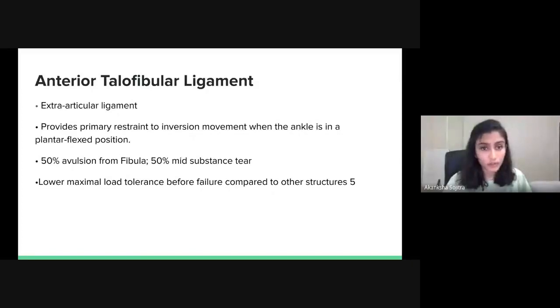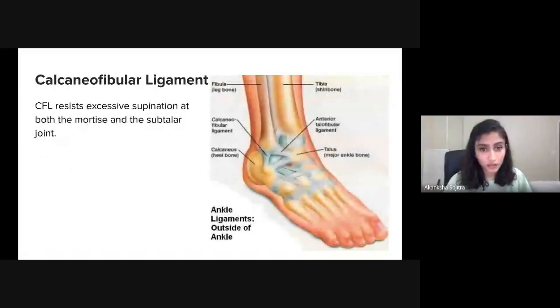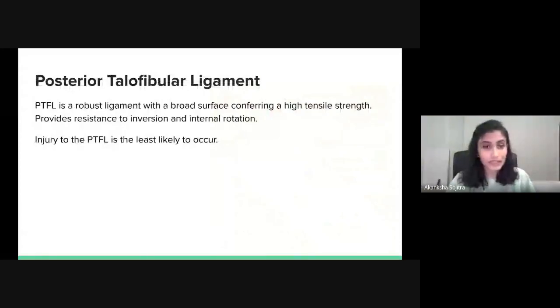Okay, now the calcaneofibular ligament. As you can see here, from the fibula to the calcaneus, the vertical ligament that's going right there is the calcaneofibular ligament. It resists supination, that's your inversion, at both the mortise and the subtalar joint. Now, the posterior talofibular ligament. It's a bigger, robust, and broad ligament, which has high tensile strength, and it provides resistance to inversion and internal rotation. Injury to the PTFL is least likely to occur.